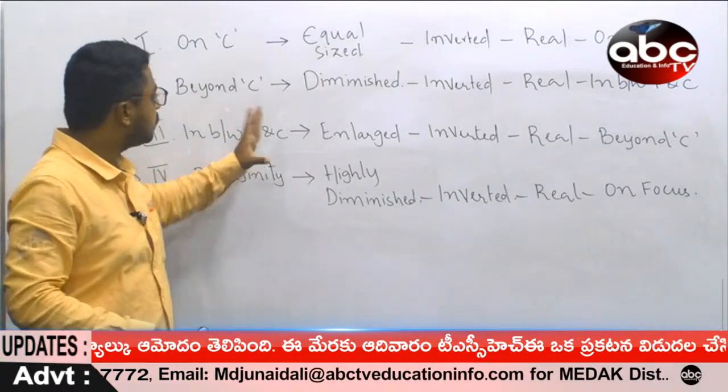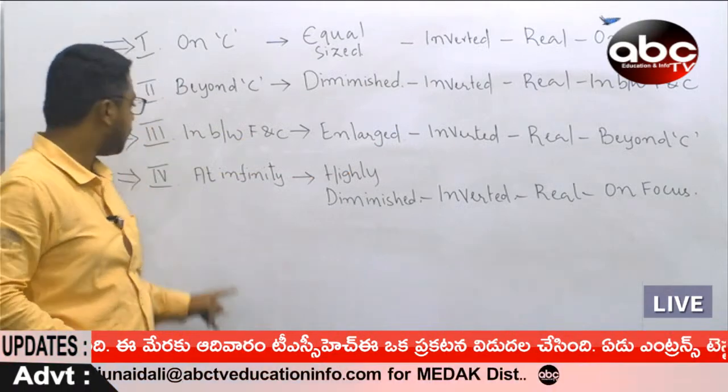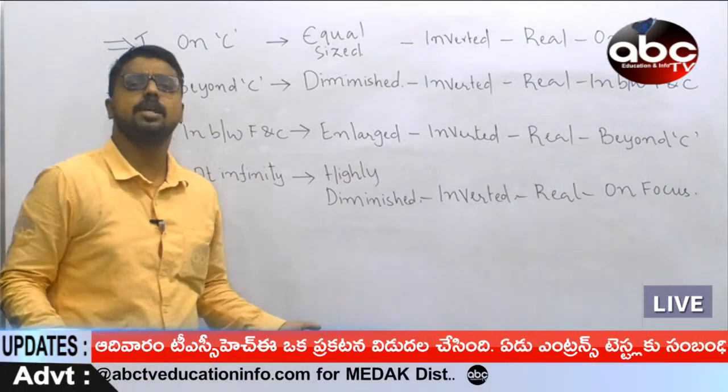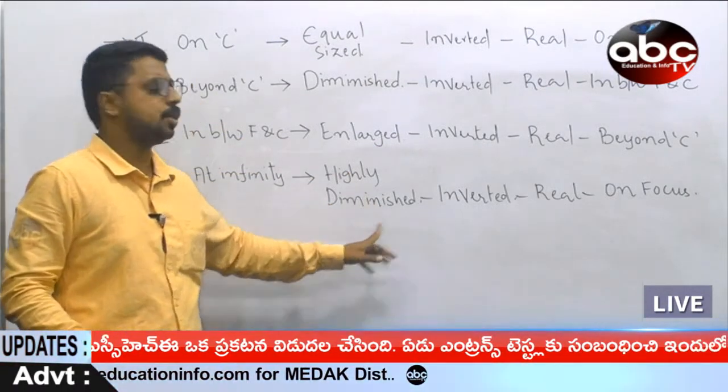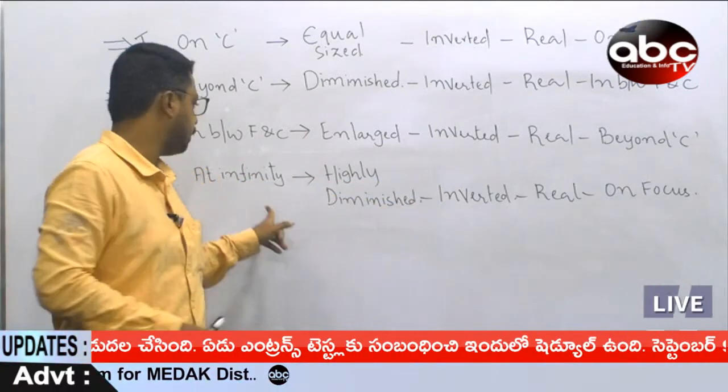Because of this, I have given such a type of memory map. Whereas at infinity, clearly you can say that the image is highly diminished, on focus, inverted and real. There is no relation with this.